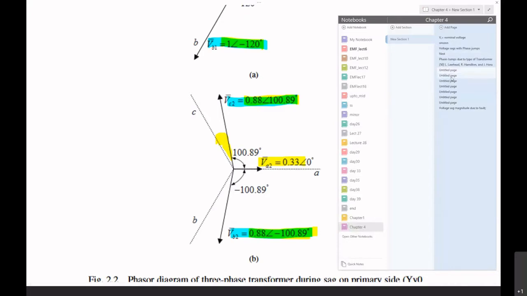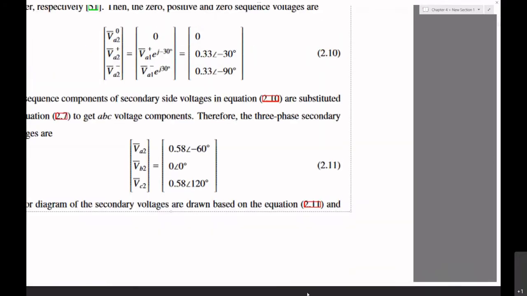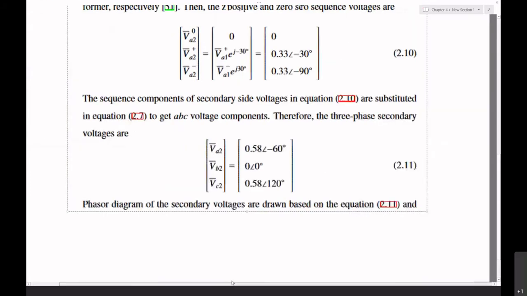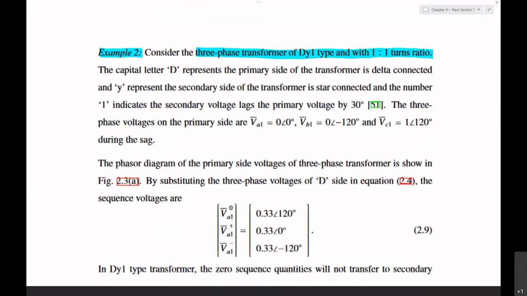In today's class, we try to see one more problem by considering a different fault other than a single line to ground fault. Here this is an example of a three-phase transformer of the Dy1 type with 1:1 turns ratio.